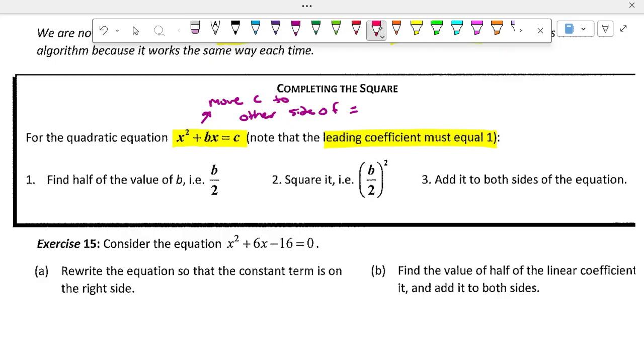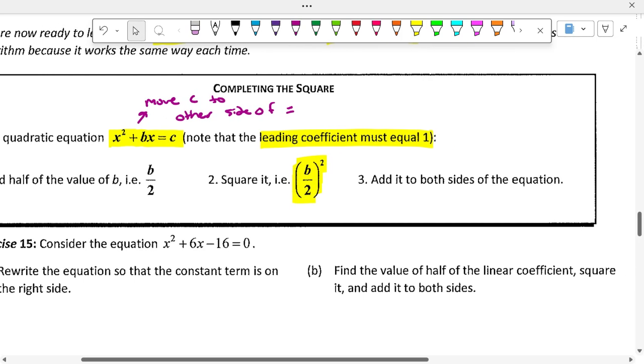Then we're going to replace c by doing b over 2 squared. And we're going to take that b over 2 squared and add to both sides of the equation.